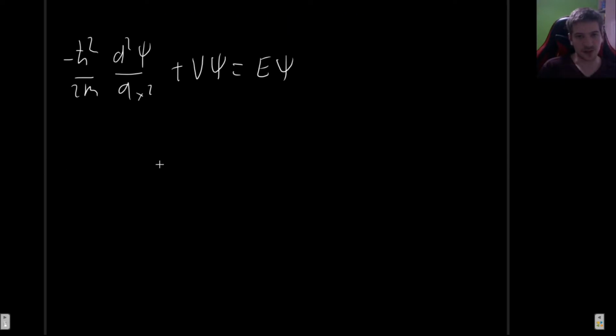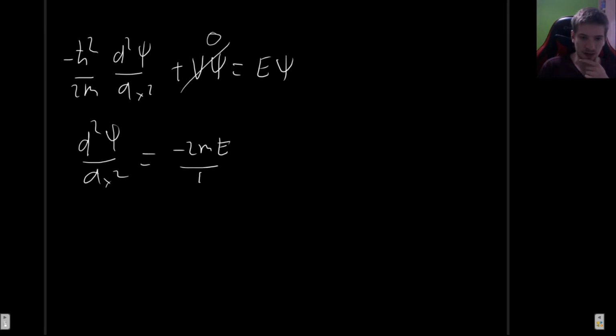I will only solve this for one because it's the same for the other case. So the potential is 0 in these regions, psi 1 and psi 2. So what we get is d squared psi dx squared, and this is going to be minus 2mE divided by h bar squared psi, right? We now have to solve this differential equation. That's what we're doing. We have done this many times before.